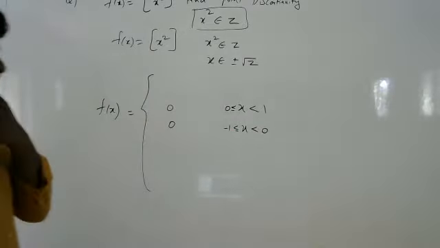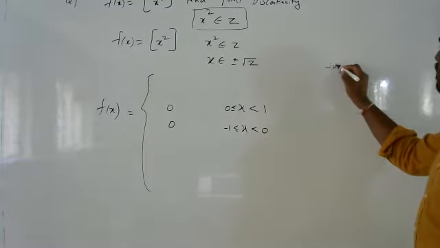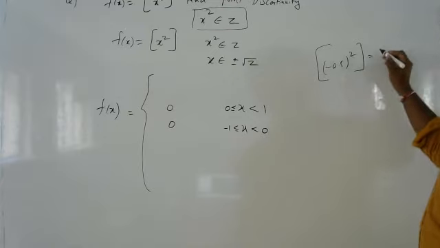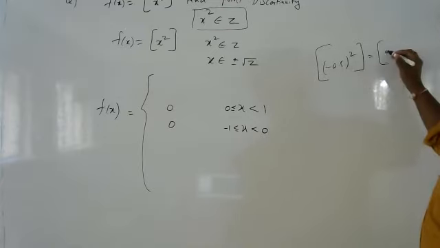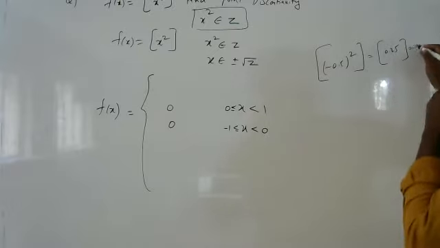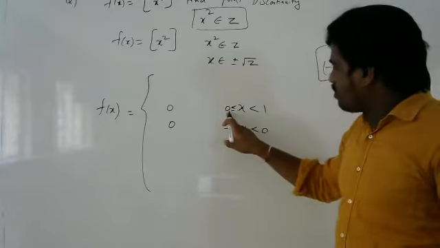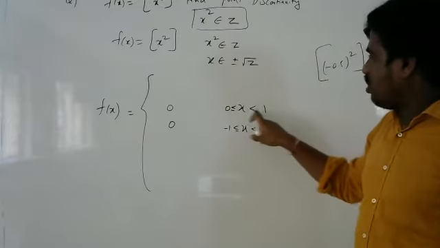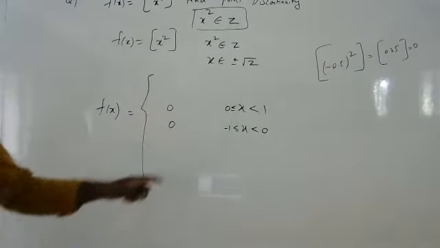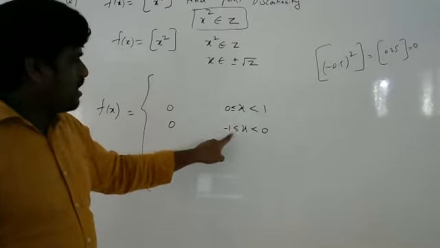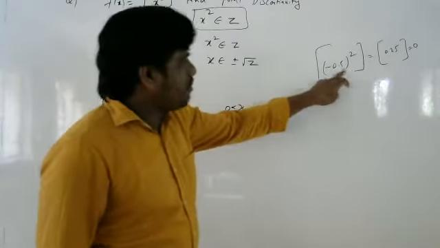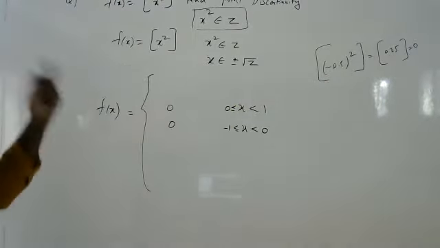If I take any number between minus 1 and 0, like minus 0.5, then minus 0.5 whole square is positive, that is 0.25. The greatest integer of this is 0. So if I take negative numbers also, between minus 1 and 0, and between 0 and 1, in both cases I get 0, because squaring gives a positive number.